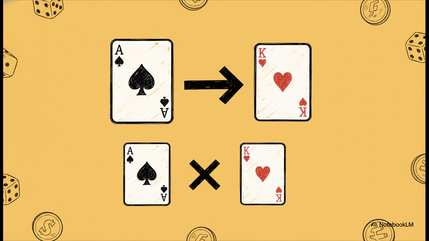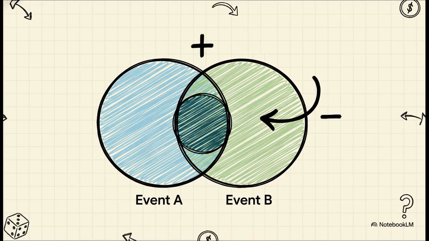First up is the multiplication rule, and this is your go-to for AND situations. When you want to know the probability of event A happening and event B also happening, you multiply. It's how you'd figure out the odds of drawing an ace from a deck of cards and then drawing a king right after it.